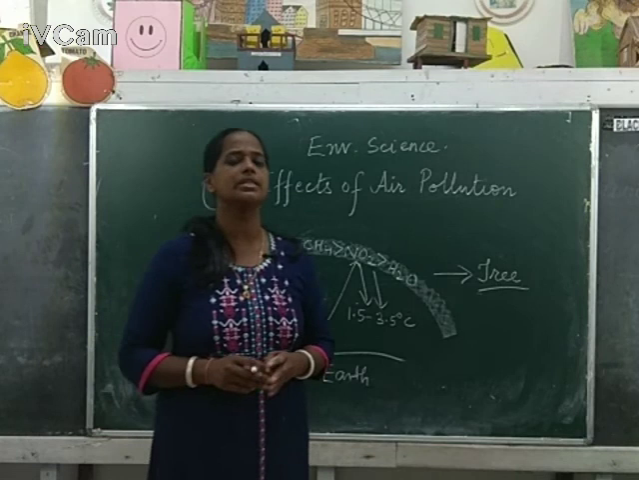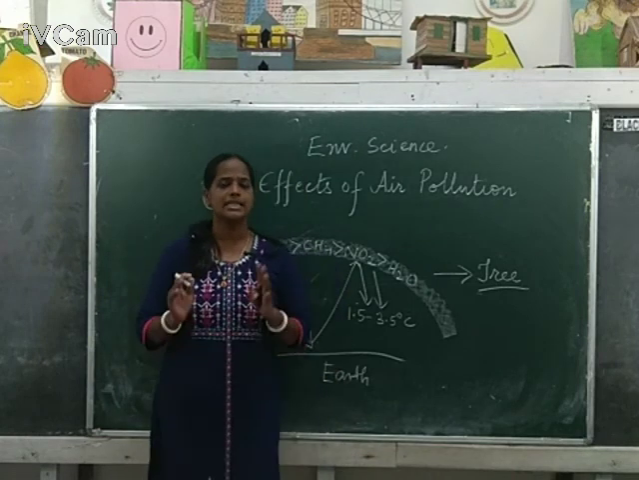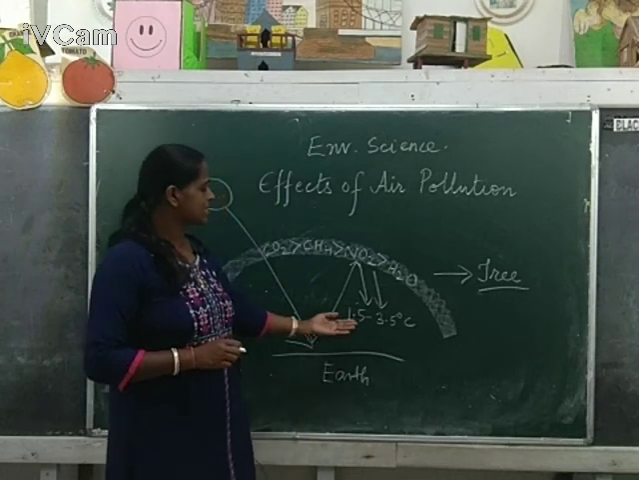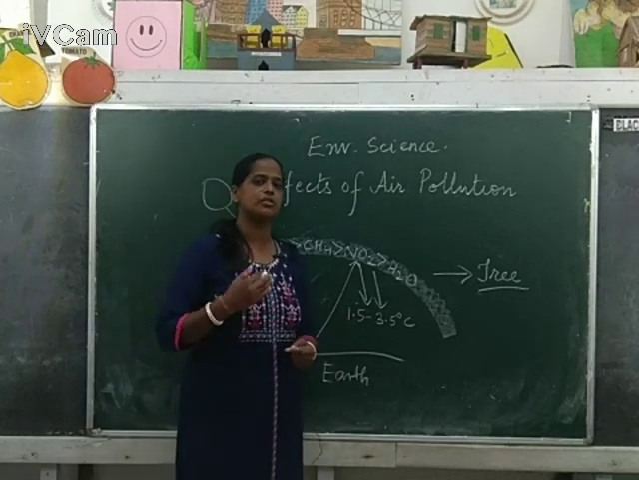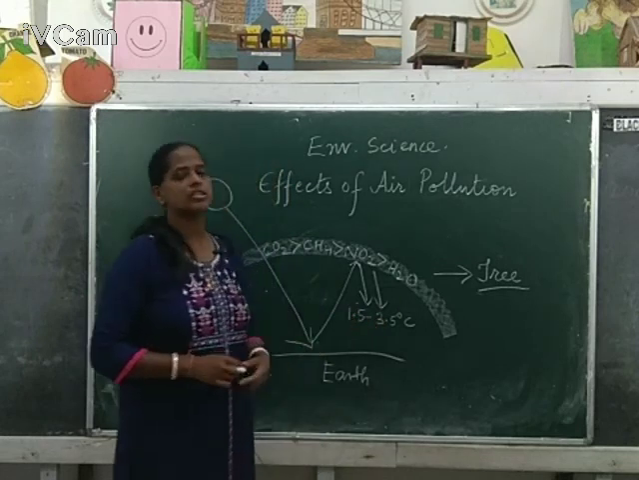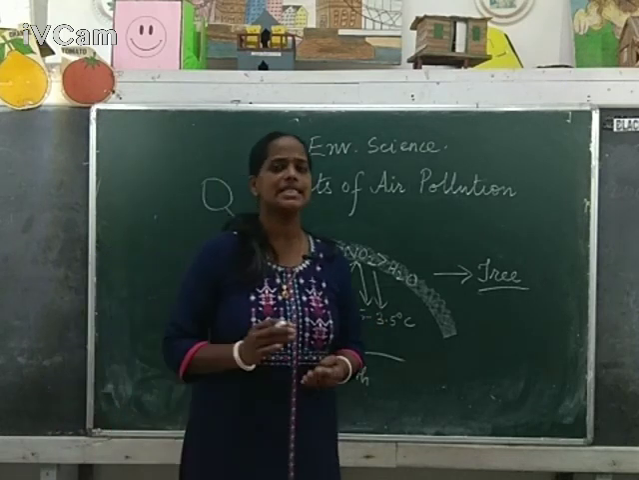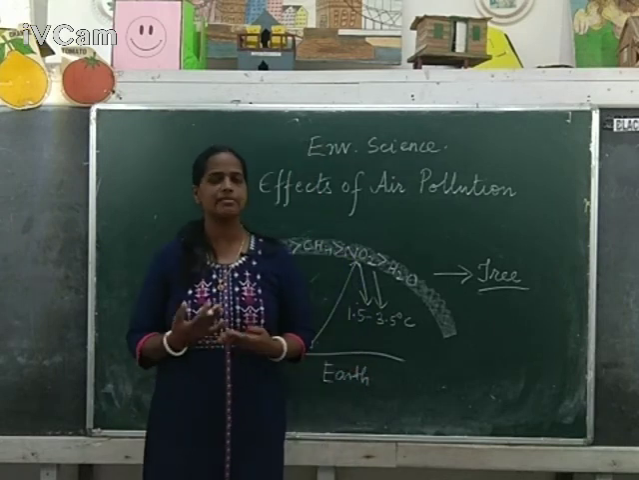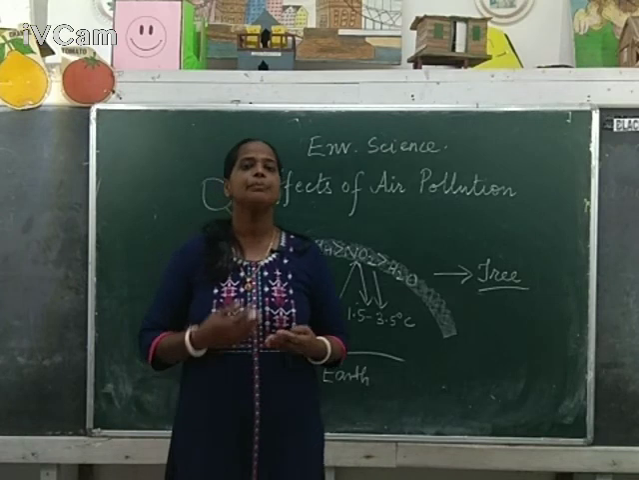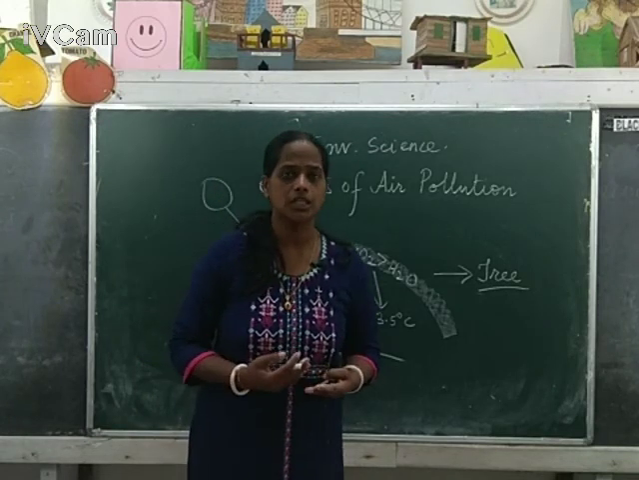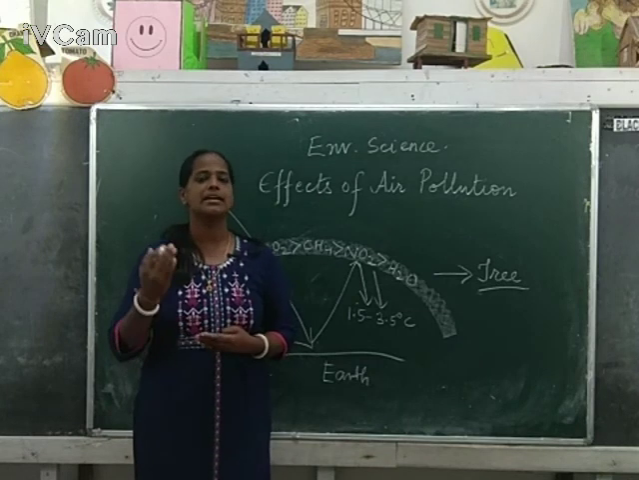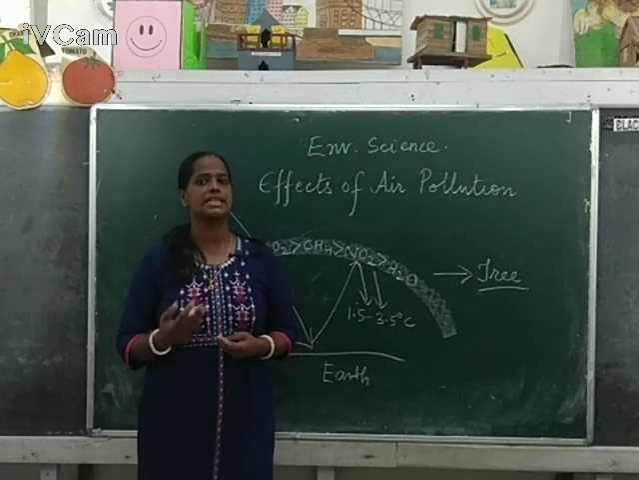Since this phenomenon is occurring all over the world, this is called global warming. So global warming is on the rise. It is increasing each and every year. And what are the effects of global warming that we notice? Because of the excessive heat trapped in the lower atmosphere, the polar ice caps and glaciers, which are supposed to remain as ice caps or glaciers, have started melting.